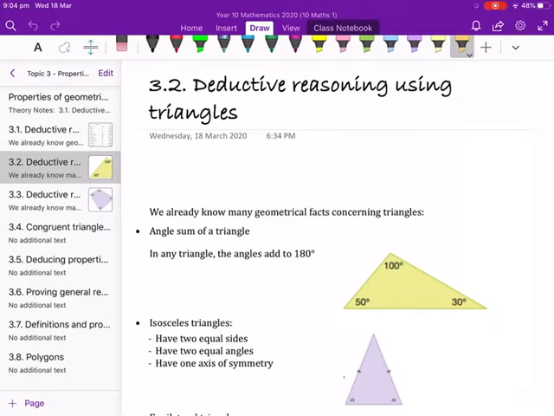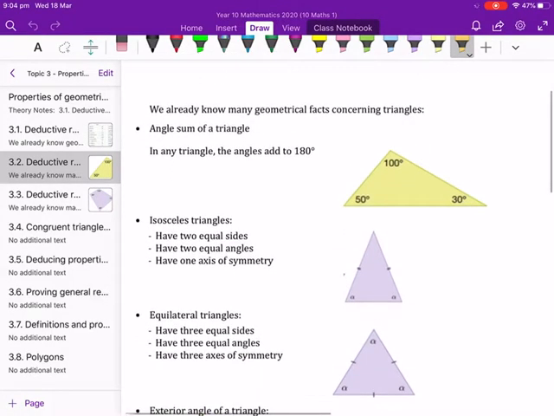Hi all, for Year 10 5.3 Properties of Geometrical Figures, our second lesson is on deductive reasoning using triangles. We already know many geometrical facts concerning triangles, and we learnt quite a lot about angles last lesson. What we know about triangles is that the angle sum of a triangle adds to 180. So in any triangle, the sum adds to 180.